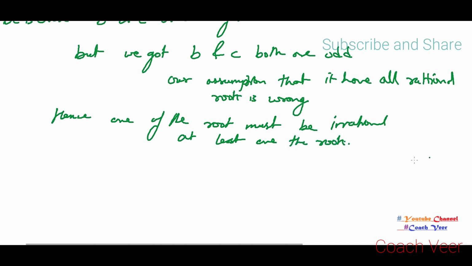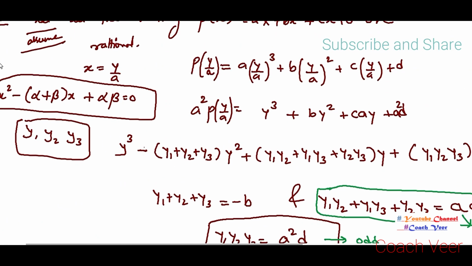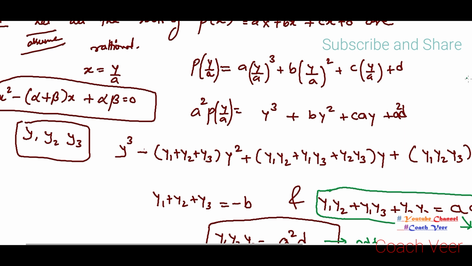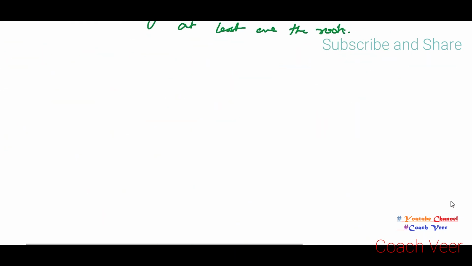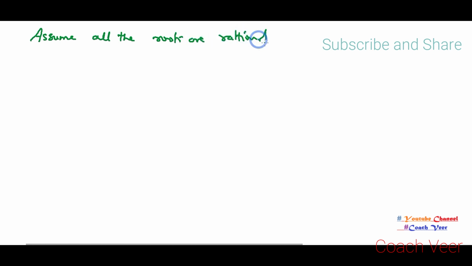So here is how we can solve, but technically this is what I have done to make you understand this concept. But how to write this in the exam, that is also what I want to tell you. So first you assume all the roots are rational. Then what next you have to do is you need to create P(x), the given polynomial, ax cube plus bx square plus cx plus d.